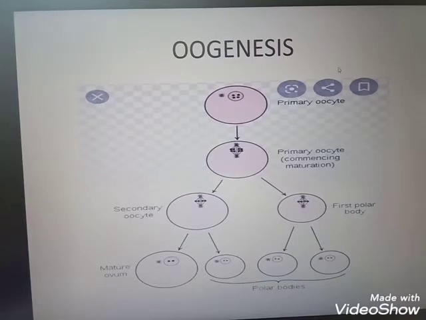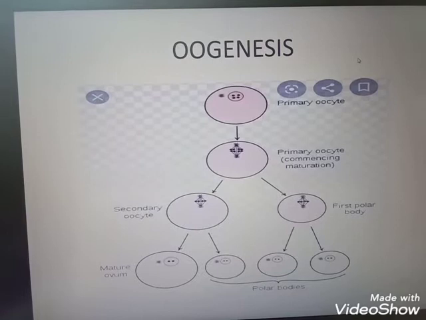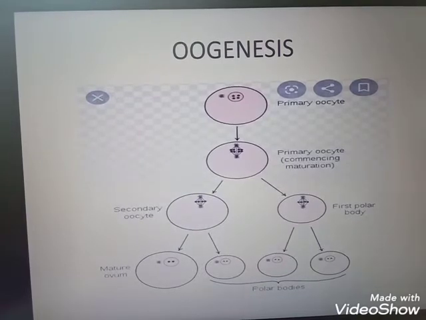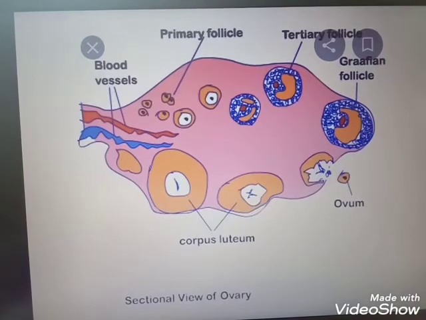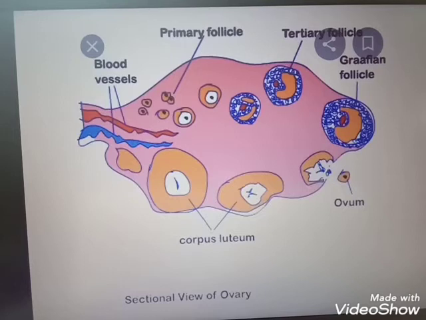Reduction division means meiosis. Each primary oocyte gets surrounded by a layer of granulosa cells and it is known as the primary follicle. Okay, a large number of these follicles degenerate during the phase from birth to puberty. So at puberty only 60,000 to 80,000 primary follicles are left in each ovary.